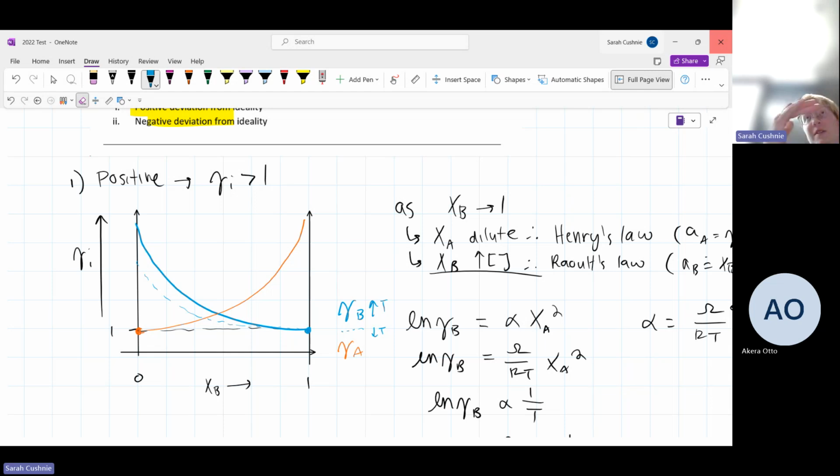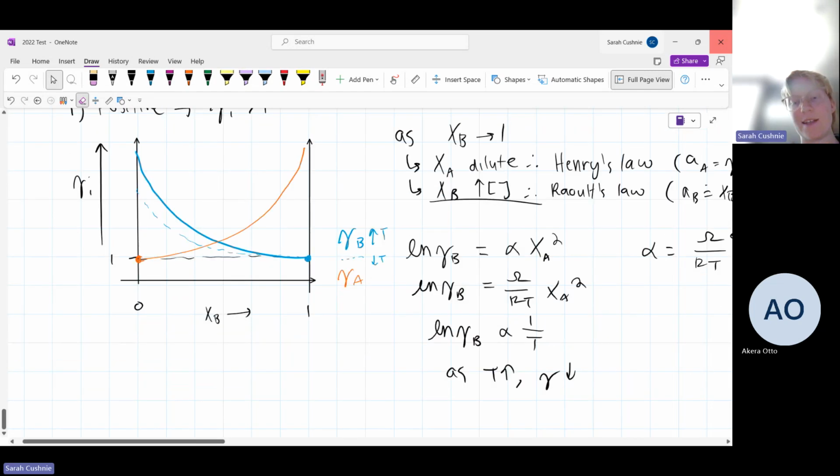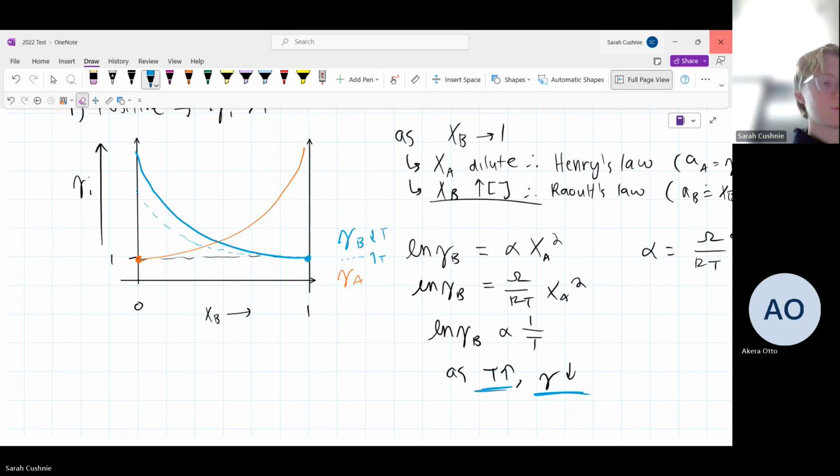Note that even though it's going to be decreased, we just said that as temperature increases, our gamma is going to decrease. We still don't go below 1 because it's positive deviation. We're still going to end up around 1 when we're close to ideal at high concentrations, but it's never going to go below that value because we're told it's positive deviation.